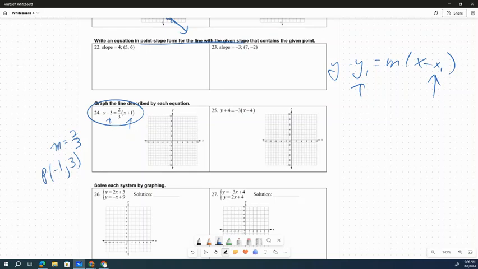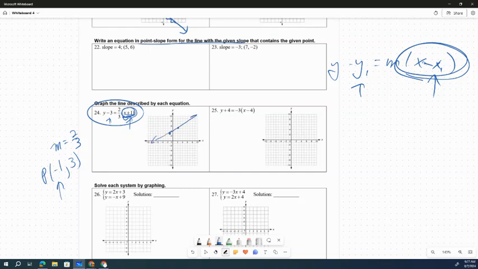You might be asking yourself, well, wait a minute, what's that about? That says x plus 1, but you wrote negative 1. And it's all because of this part over here. It says x minus x sub 1. So x sub 1 is going to be the opposite of what you're looking at in there. So plot your point, negative 1, positive 3. And then move your slope. Your slope is going to go up 2 and then over 3. 1, 2, 3. And then I'm going to connect the dots.